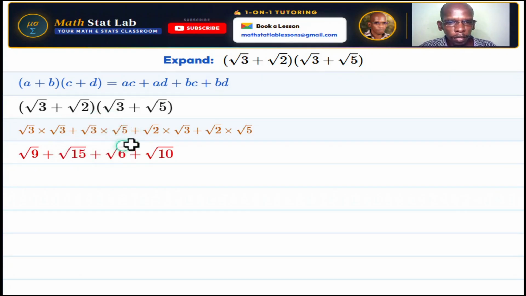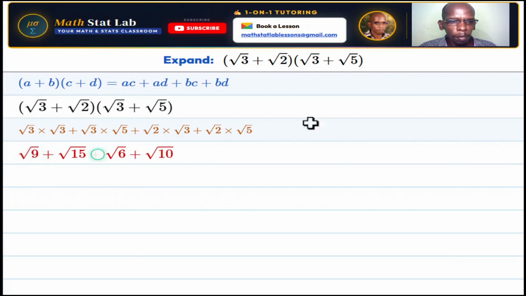Then we go to the next set, which is 2 multiplied by 3. So 2 by 3 is 6. Now you see they had the root, so I'll put it. And then finally, I take the last set, which was 2 multiplied by 5. And 2 by 5 is 10. Then we put the root. From there, the square root of 9 is 3.